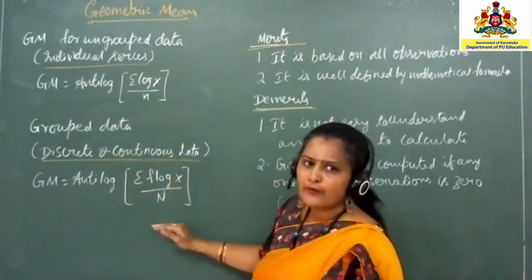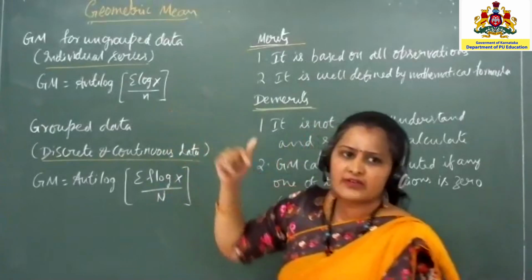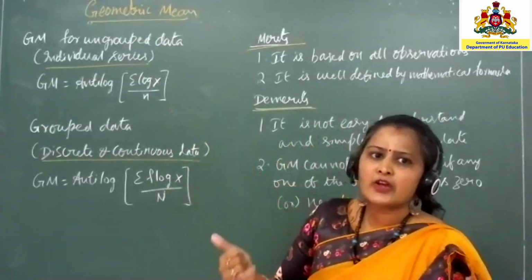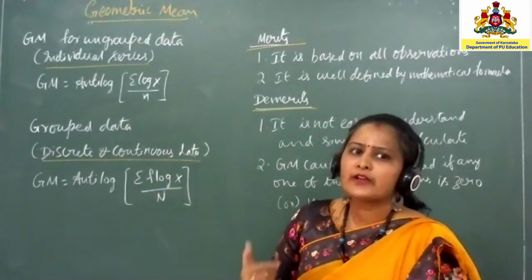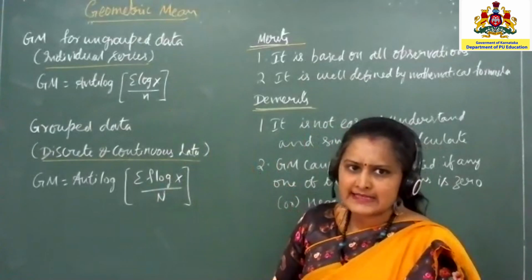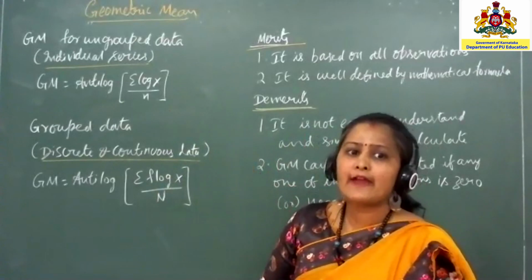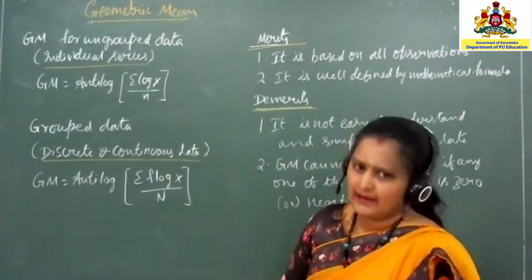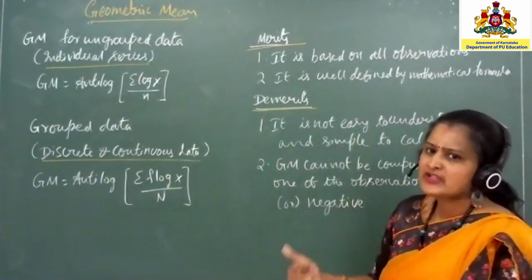You have the formula for the ungrouped data, the geometric mean is anti-log of summation log x by small n. And for the discrete and the continuous series, the geometric mean is anti-log of summation f log x by capital N. And we will be talking about the merits and demerits of the geometric mean.